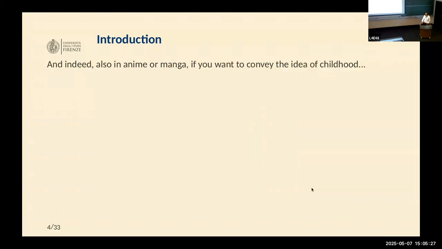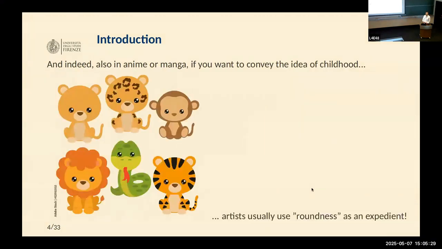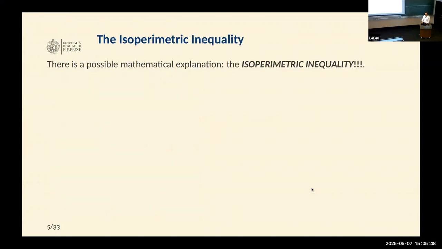Indeed, also, if you look at anime or manga, when you want to convey the idea of childhood, usually the artist just makes the characters more round. If you see something which is more round and similar to something else, it means that it's a baby. I don't pretend that this is completely true, but this is my impression. And in such a case, there is a possible mathematical explanation behind this, which is the isoperimetric inequality.